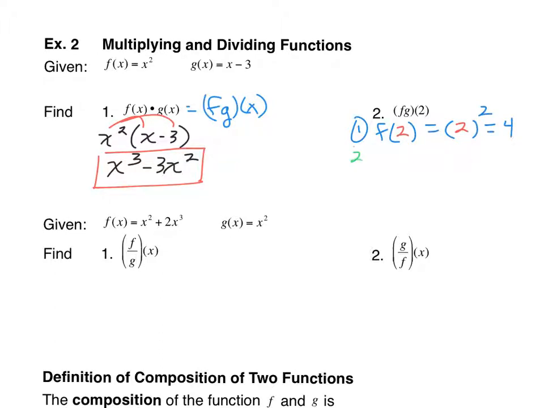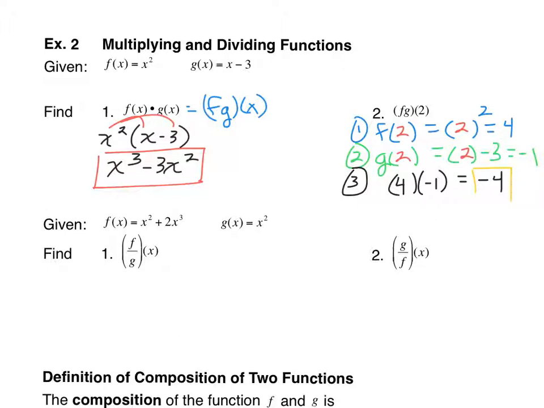Then my second step is going to be to find g of 2. My g function is x minus 3. My x is 2, so 2 minus 3 is negative 1. So then my third step would be to find f times g. Well, if my f is 4 and the value of my g function is negative 1 when x is 2, then I just have to multiply those together. And if you recall, we got negative 4 when we plugged it in over here. So either way gets you the same answer.